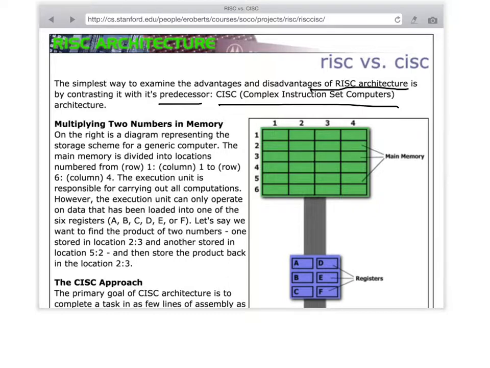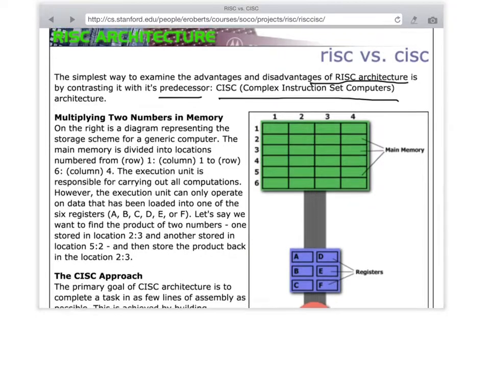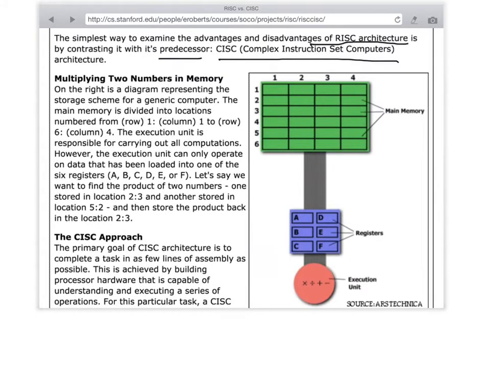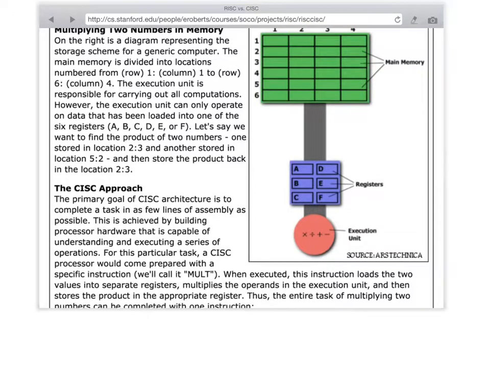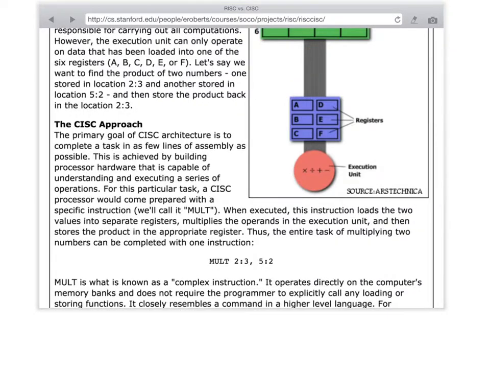ARM architecture is RISC. We're going to talk this semester about MIPS, that's RISC. But here we're going to talk about what's the difference between the two, and this website demonstrates the difference by comparing how each goes about multiplying two numbers. So you can see this, the goal of CISC is to complete the task in as few lines of assembly as possible.